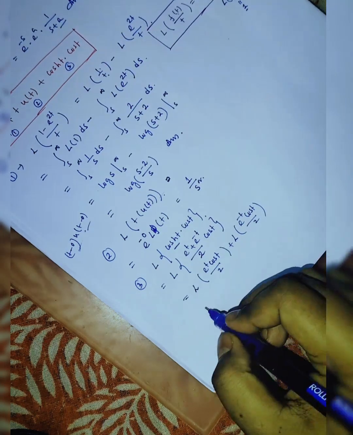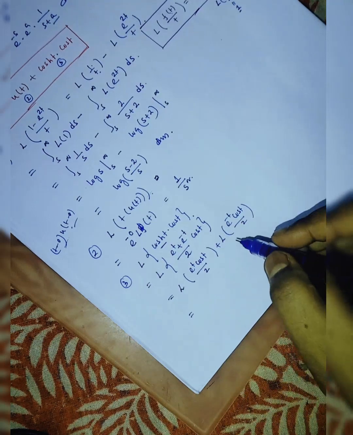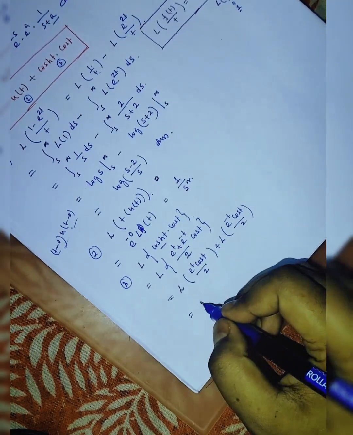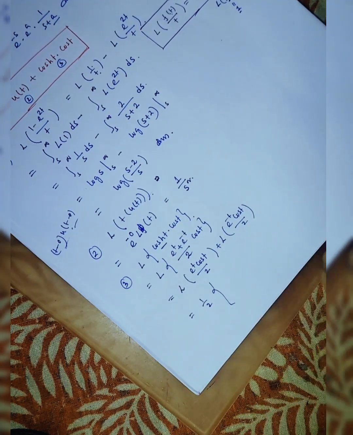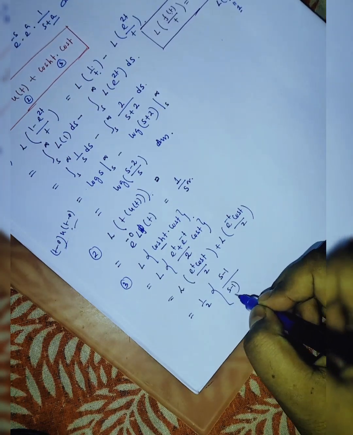If you don't know about the first shifting theorem, then I request you to go read the book and learn about the first shifting theorem, and then come to this video. So L of e to the power t cos t, e to the power minus t cos t. Use the first shifting theorem, and you will get 1 by 2, because this is a common constant. So you can write s minus 1 by s minus 1 whole square plus 1.